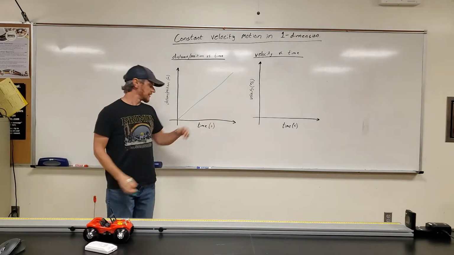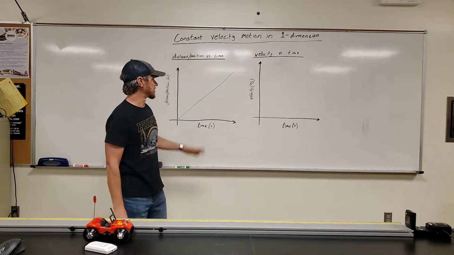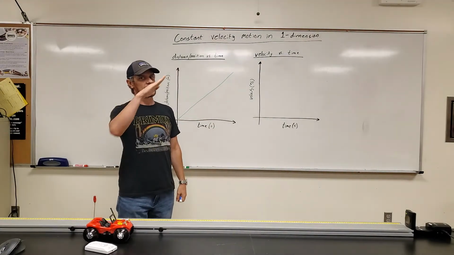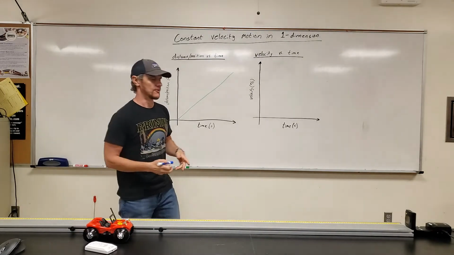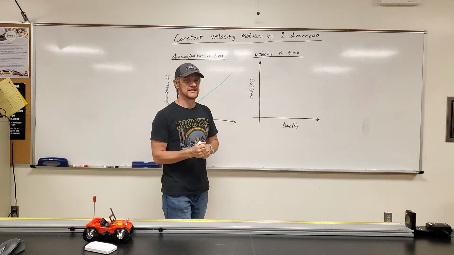And then for a velocity versus time graph, it's a little different. It's still going to be linear, but it's not going to have a slope. It's going to have zero slope. You learned that more recently than the distance versus time graphs.